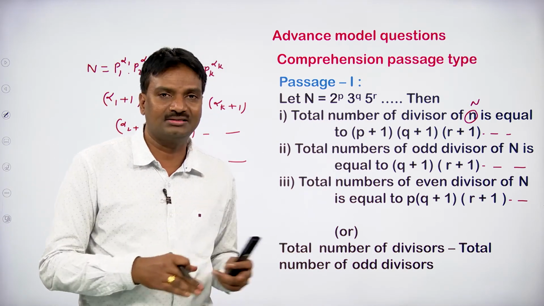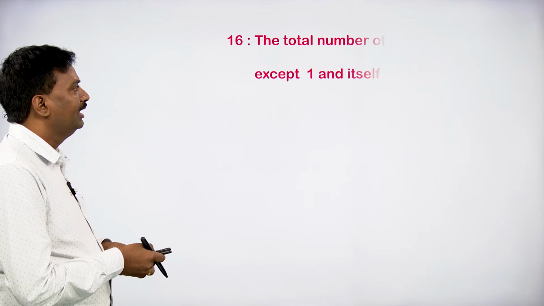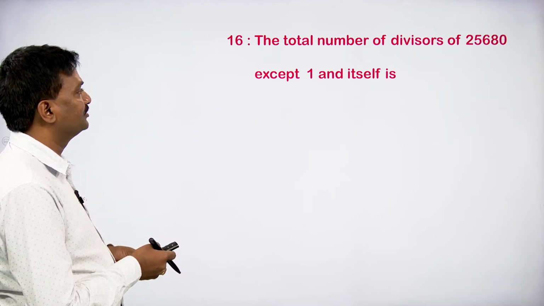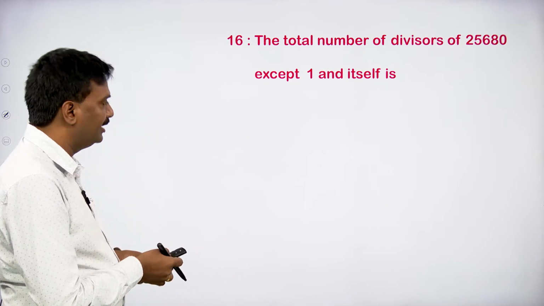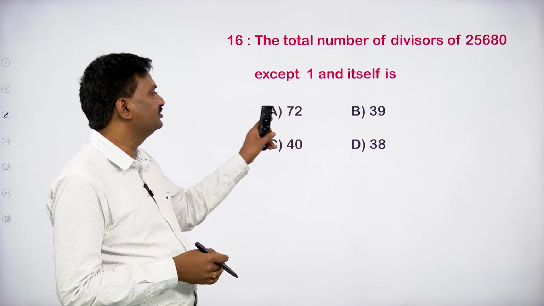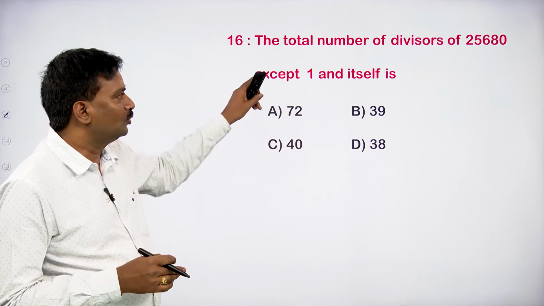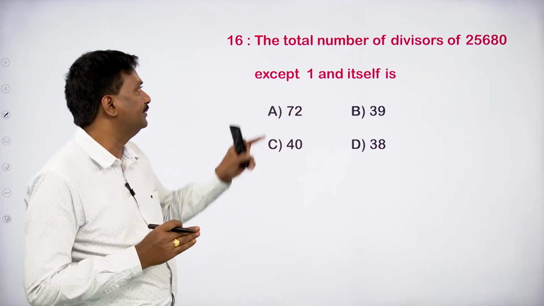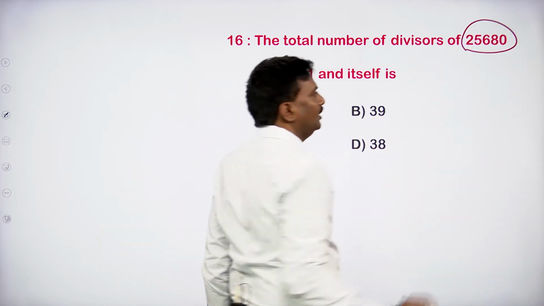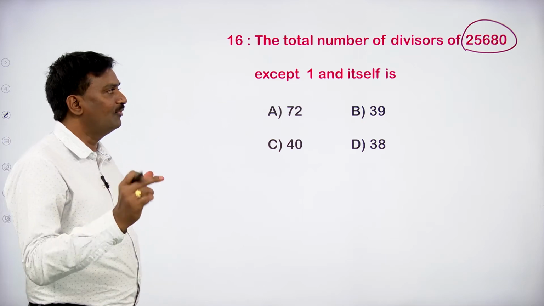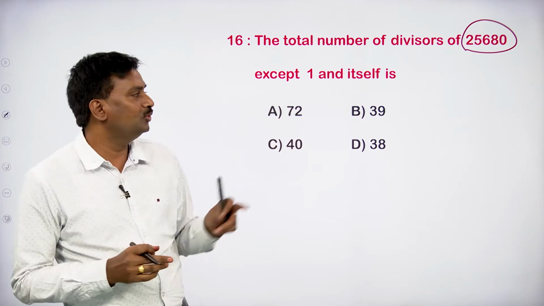Now, with respect to this passage, we have the questions in the next slide. Let us solve those questions and choose the correct option. Here, the question is: the total number of divisors of 25,680 except 1 and itself. The options are A 72, B 39, C 40 and D 38. The question is related to the given passage only. Except 1 and itself means except 1 and the number 25,680.